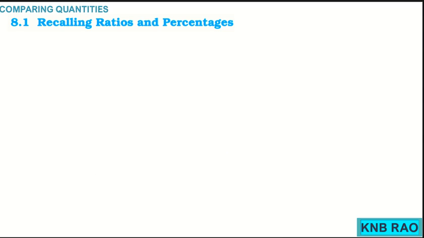Coming to the recollection of these words ratio and percentage, first we will look into the word ratio. Ratio is a method of or a means of comparing two quantities. If you wanted to compare any two quantities, we use effectively ratio.